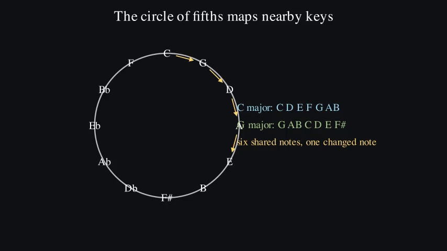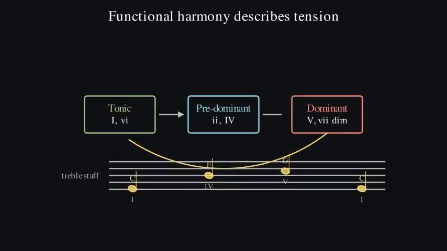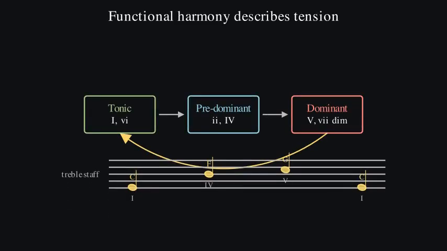Functional harmony groups chords by what they do. Tonic chords feel stable, I and often vi. Predominant chords prepare motion, ii and IV. Dominant chords create tension, V and vii diminished. A very common grammar is tonic, predominant, dominant, tonic. In C, that could be C, F, G, C, or C, D minor, G7, C.